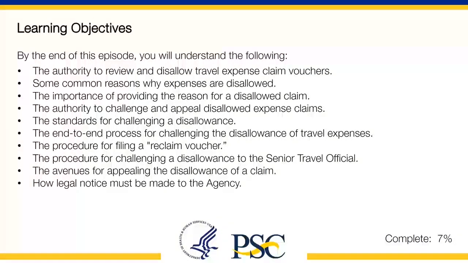The authority to review and disallow travel expense claim vouchers. Some common reasons why expenses are disallowed. The importance of providing the reason for a disallowed claim. The authority to challenge and appeal disallowed expense claims. The standards for challenging a disallowance. The end-to-end process for challenging the disallowance of travel expenses.